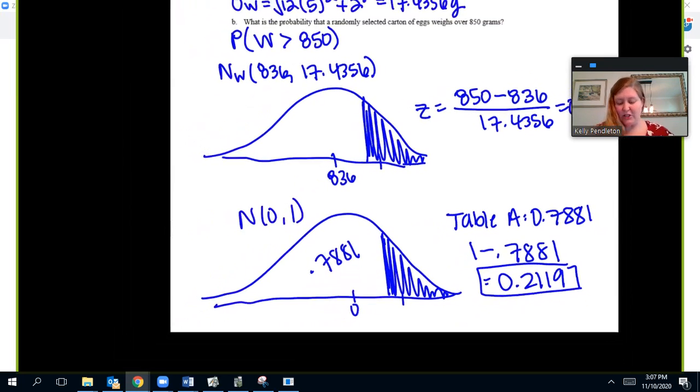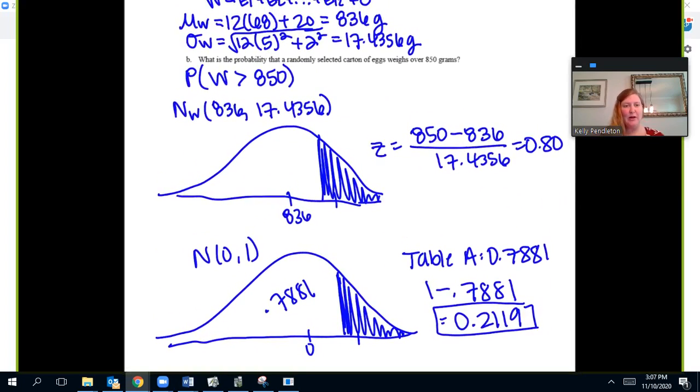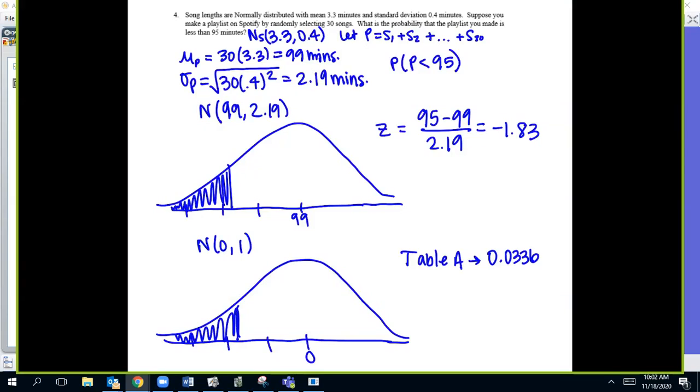All right, so now you guys try the last one. It's another one similar to this. So try number 4 on your own, and you can pause the video while you do it and then unpause to check the answer. All right, go ahead and check your answers to number 4.